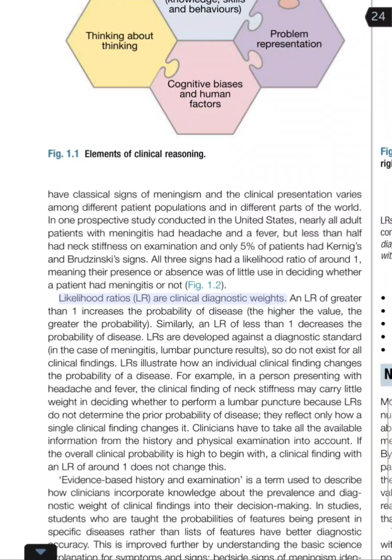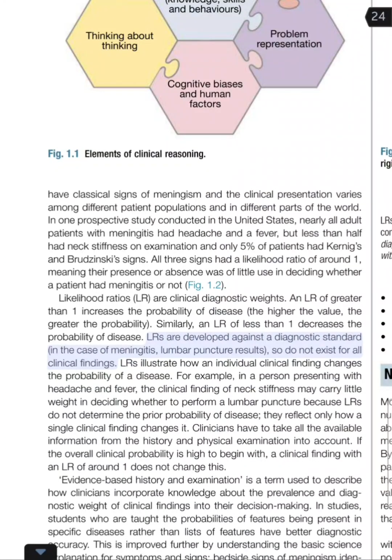Likelihood ratios (LR) are clinical diagnostic weights. An LR of greater than 1 increases the probability of disease. The higher the value, the greater the probability. Similarly, an LR of less than 1 decreases the probability of disease.